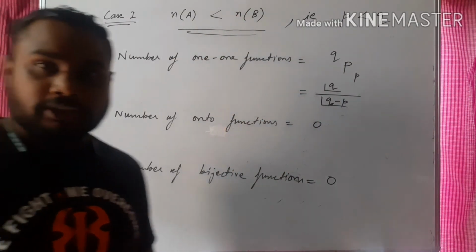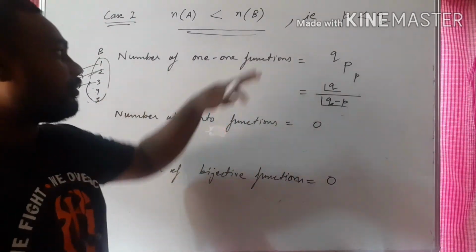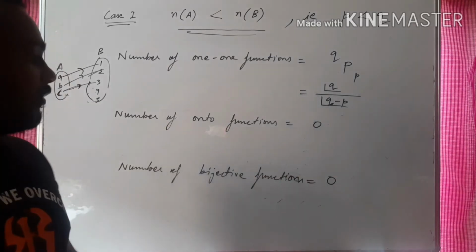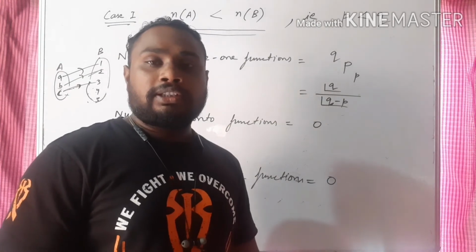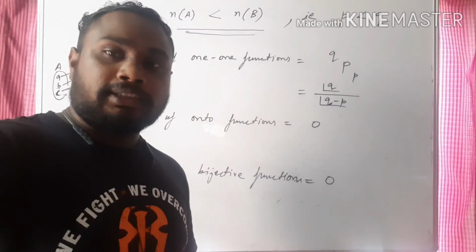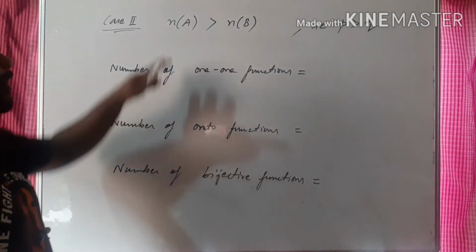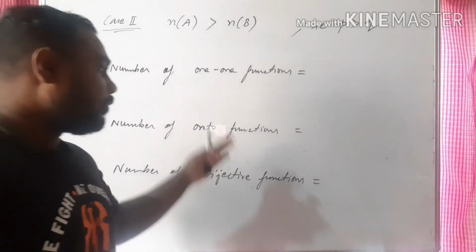So this was the first case where you have got the number of one-one functions. The number of onto functions will be 0, and the number of bijective functions will be 0. So let us see the next case, number 2. Whenever the cardinality of A is greater than the cardinality of B, let us see what we will get here.